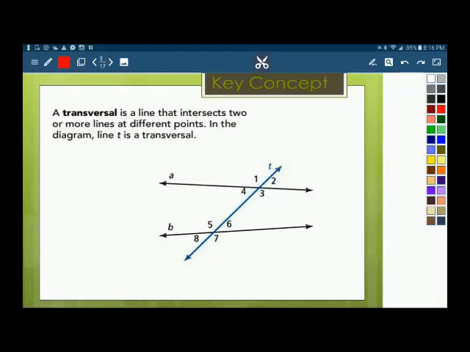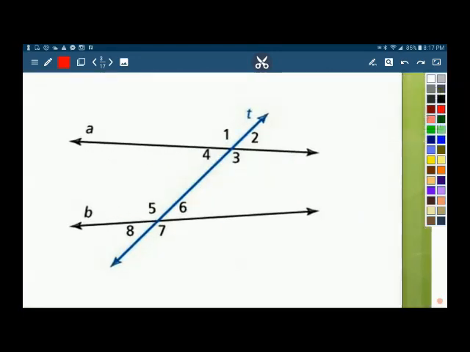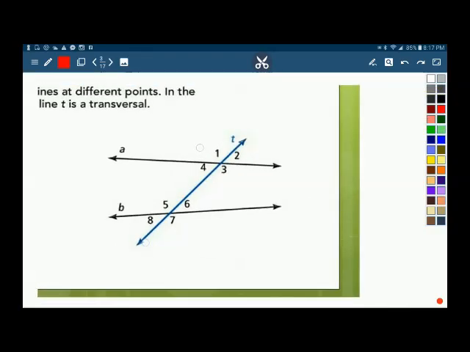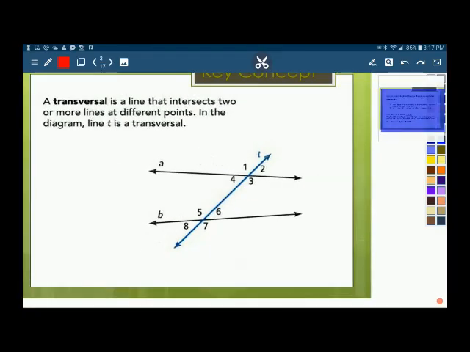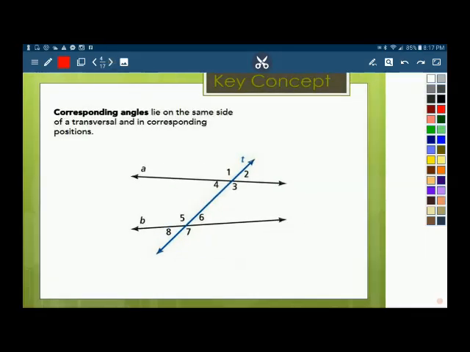So the key idea here, this is what we were talking about yesterday. A transversal is a line that intersects two or more lines at different points in a diagram. Line T in this diagram is the transversal. You should also notice that lines A and B are not necessarily parallel. That doesn't mean that line T is not a transversal. Here, it still is a transversal. Transversals literally intersect two or more lines. Sometimes they can be parallel, sometimes they don't have to be.